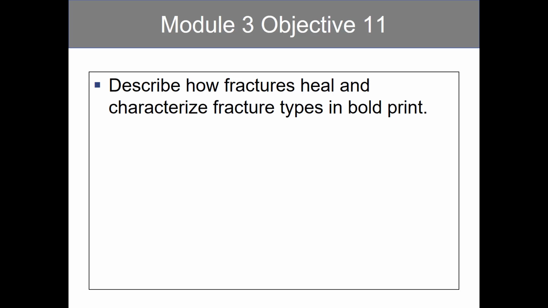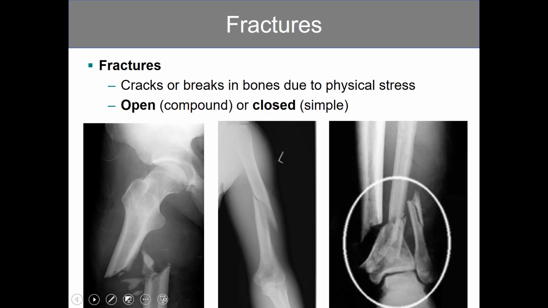Module 3, Objective 11: describe how fractures heal and characterize fracture types in bold print. Fractures are cracks or breaks in bone due to physical stress. They can either be compound or open, where you have actual breakage of the skin, or they could be closed or simple.